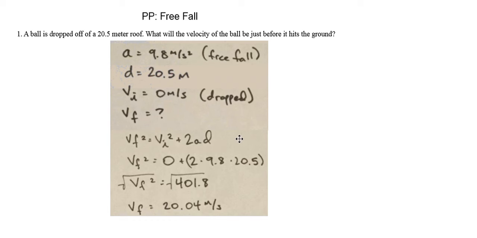I'm going to do this step by step here. Vf squared equals 0 because vi is 0, plus 2 times 9.8 times 20.5. That comes out to be 401.8. But you're not done because it's the vf squared. You have to take the square root of the whole thing. So vf is equal to 20.04 meters per second. That's how fast it'll be going just before it hits the ground.